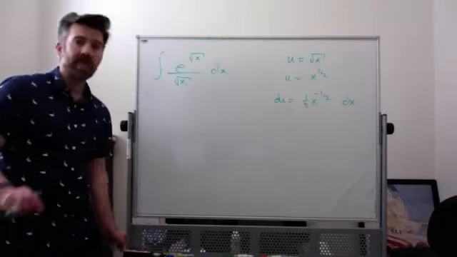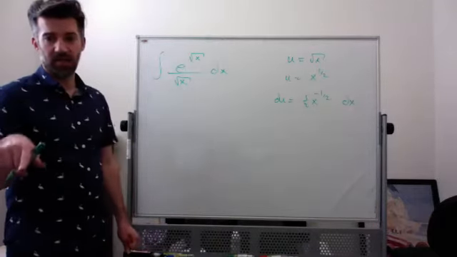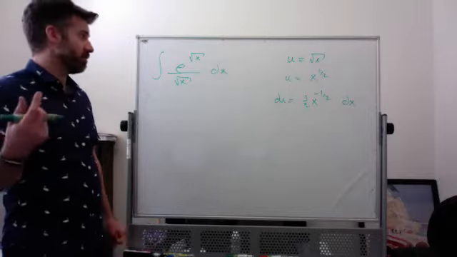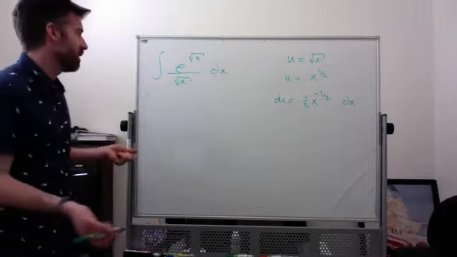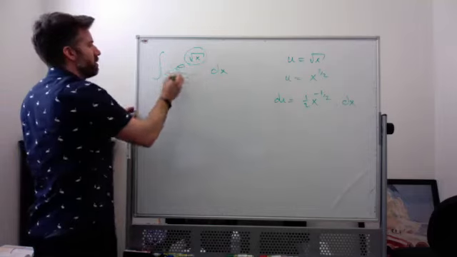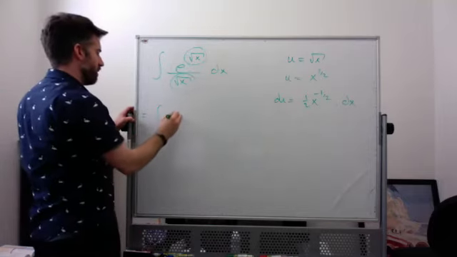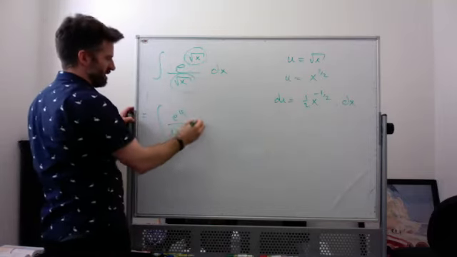Now, here is where you might get caught up if you're not being careful, if you're not making sure you change dx to du first. If I said, oh, here's u, I might write this as the integral of e to the u over u times dx.